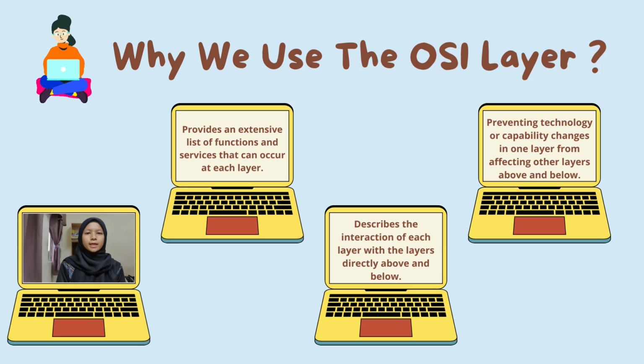Why do we use the OSI layer? The OSI layer provides an extensive list of functions and services that can occur at each layer. Next, the OSI layer describes the interaction of each layer with the layers directly above and below. The OSI layer also prevents technology or capability changes in one layer from affecting other layers above or below.